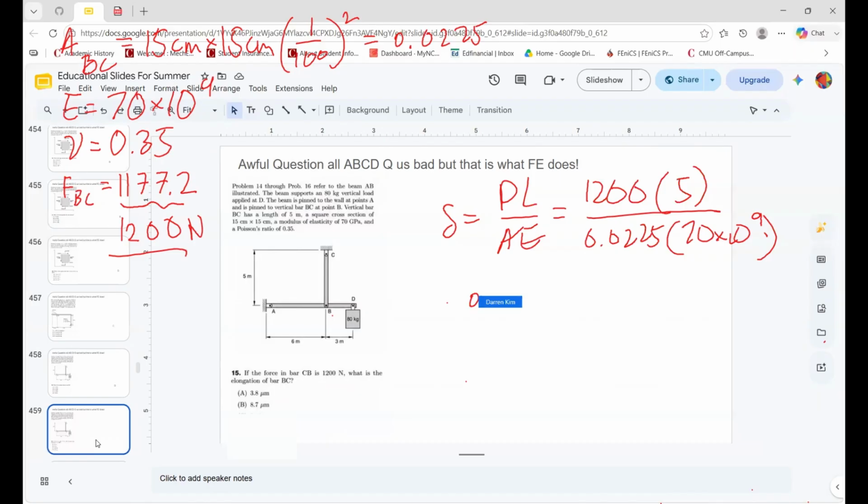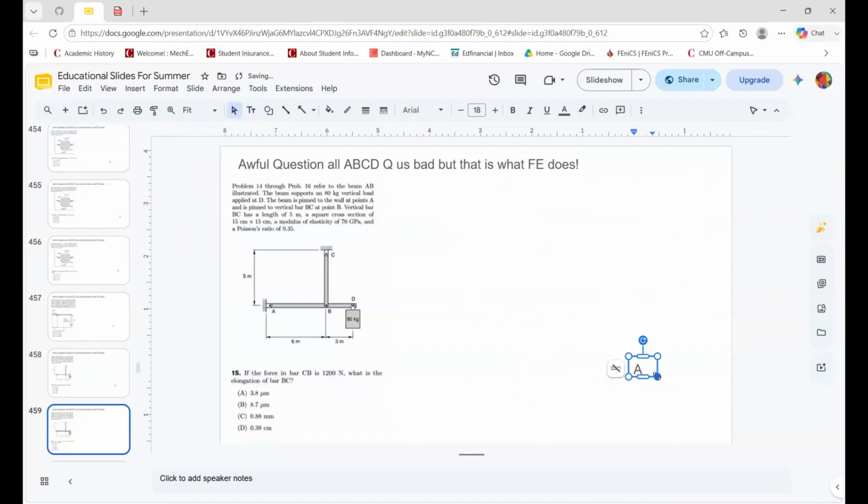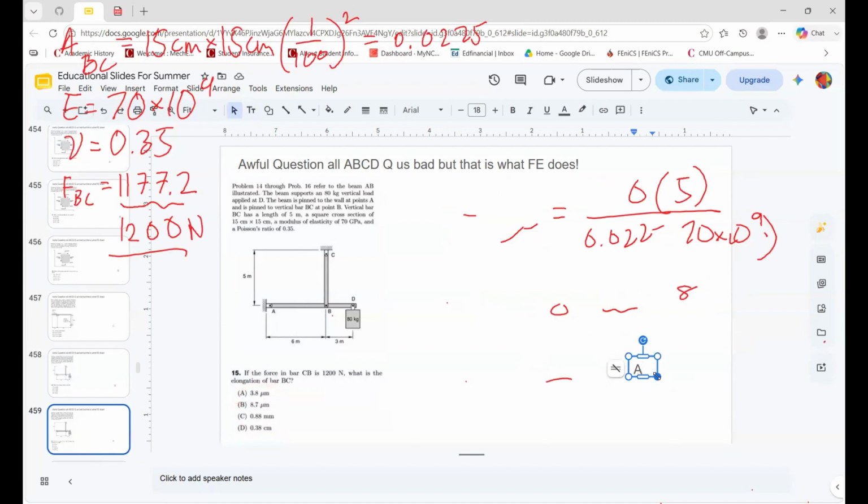Did I make a mistake? Because I'll tell you what I got. I get 381, which is none of the answers. Oh, it's A. Now let me erase all this and go to the next question.